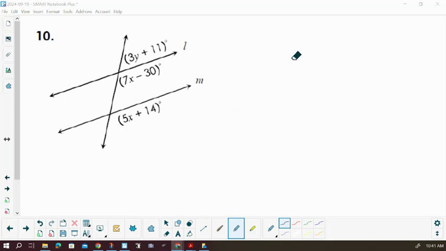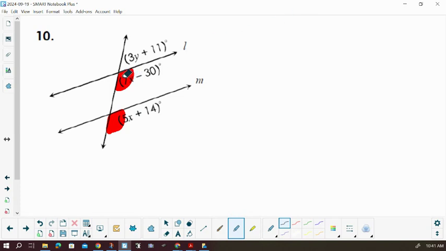In this question, we need to find two missing variables. Let's start by just looking at the two angles that both have x. This angle right here has an x, and this angle right here has an x. Now, if I compare these two angles, there's a couple things that I noticed.